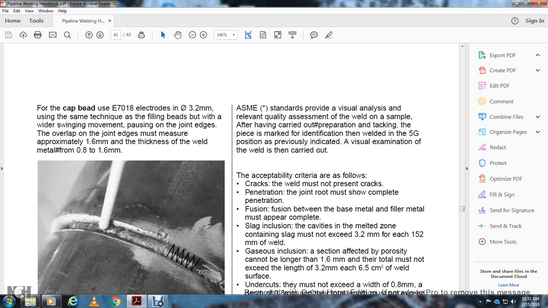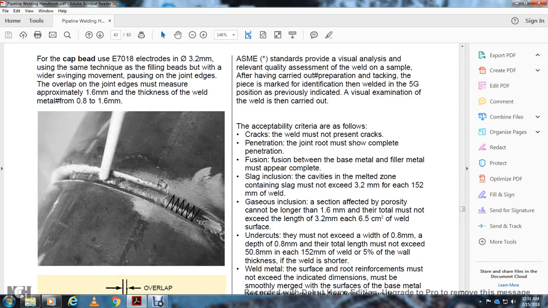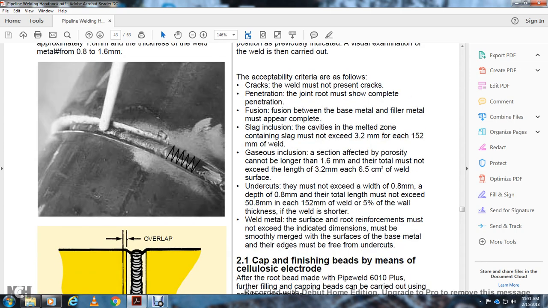Metal must appear complete. Slag inclusion, a cavity in the metal zone containing slag, must not exceed 3.2 millimeters each in a 1.5 millimeter weld. Gaseous inclusion, porosity, cannot be longer than 1.6 millimeter, and the total must not exceed 3.2 to 6.5 millimeters squared. On the weld surface, undercuts may not exceed 8/10 of a millimeter in depth. Total length must not exceed 50.8 millimeters in each 155 millimeters of the weld.